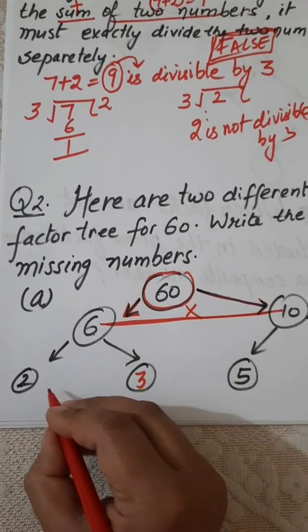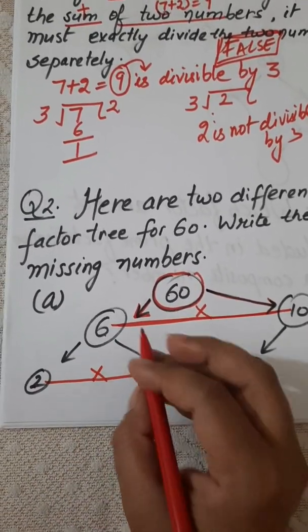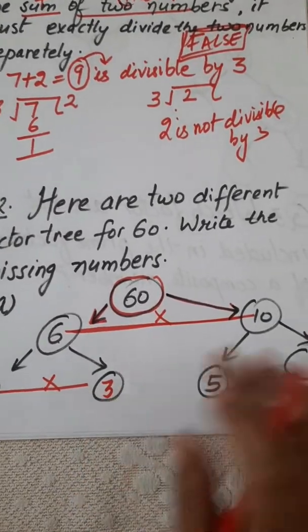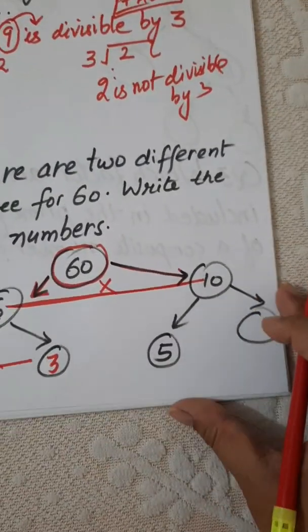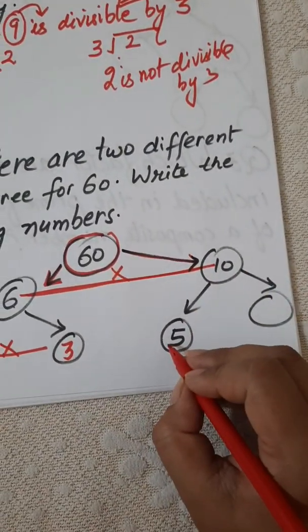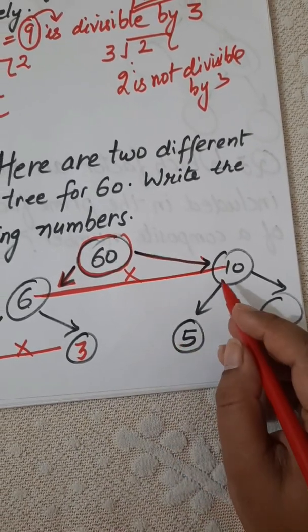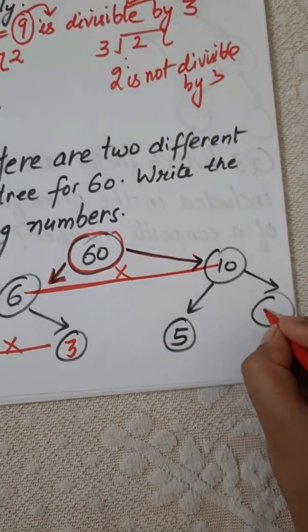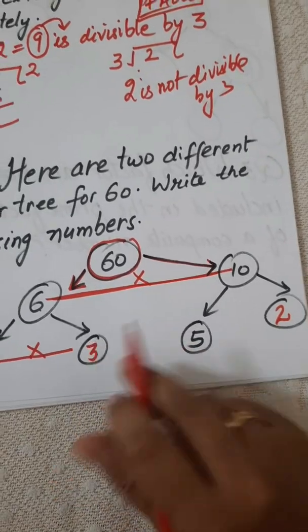That is 3. So 2 multiplied by 6, I will get 6. This is the missing number. Then I have 10. So by which number do I multiply 5 so that I get 10? So this is 5 2s are 10. So these are the missing numbers.